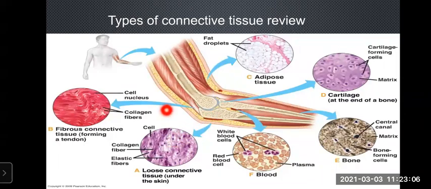Then you have the fibrous connective tissue, which are tendons and ligaments. Here you can see the muscles that are connected to the bone. This whitish part is known as the tendon, whereas ligament is not shown in this picture, but you can see that wherever the joints are present in your body, each bone at the joint is connected to the other with the help of ligament.